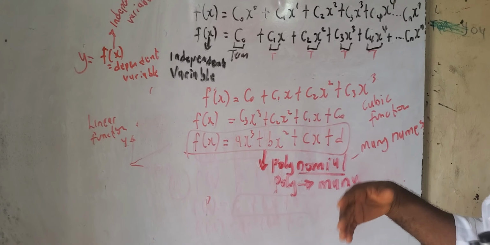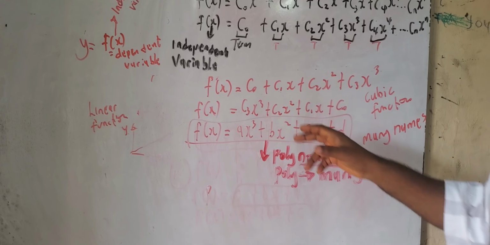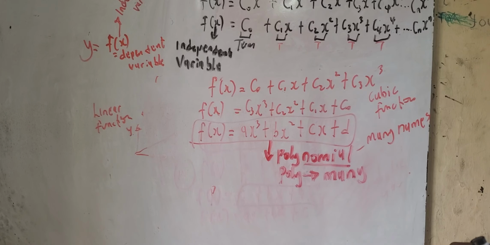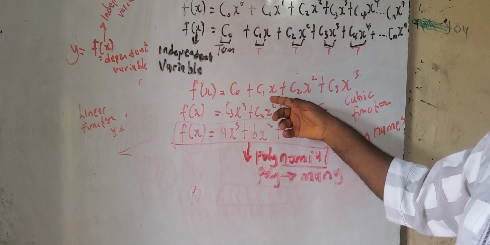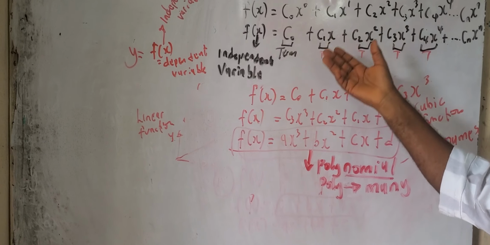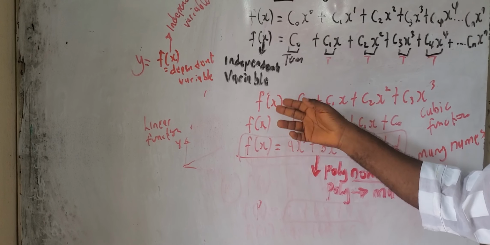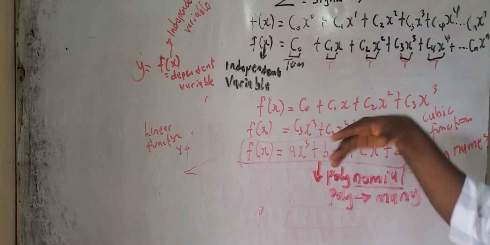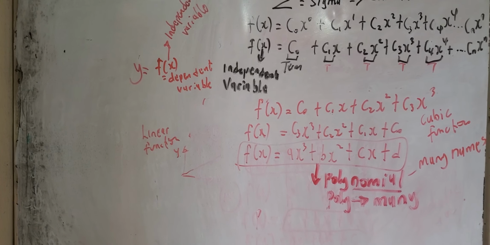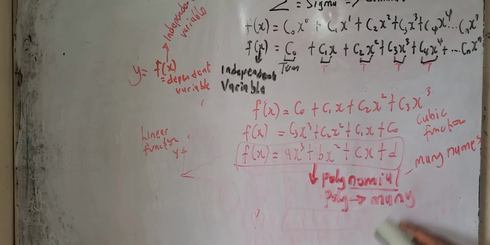So polynomial is simply the summation of different terms that involve a single variable, such as variable x. Our variable can be any letter in science. You can use letter y, you can use letter k, and so on, depending on the idea you are trying to project.